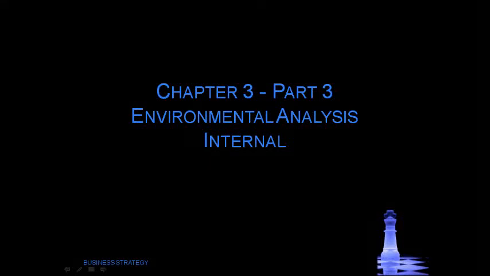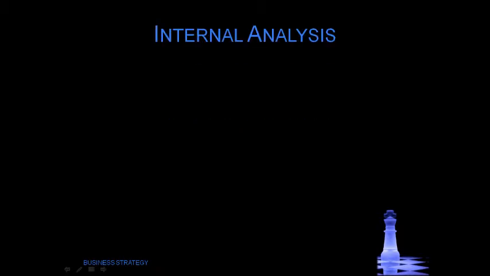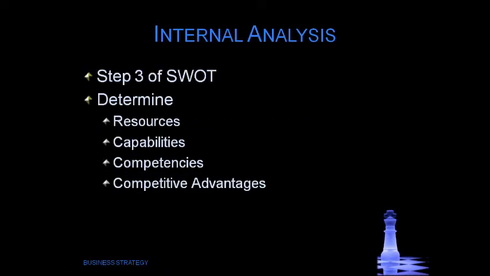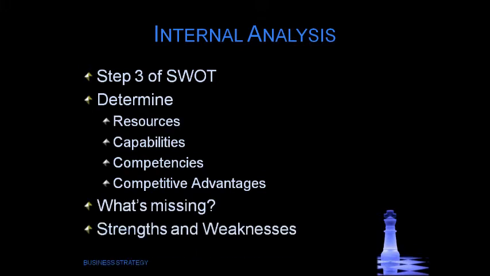The third part of the environmental analysis is the internal analysis. Basically, what this does is we use it to determine our resources, our capabilities, our competencies, whatever competitive advantages we have, but also to determine what's missing. This part of the analysis will give us our strengths and weaknesses in the SWOT.